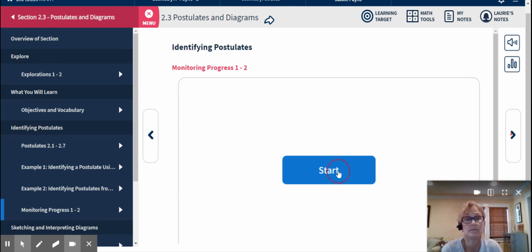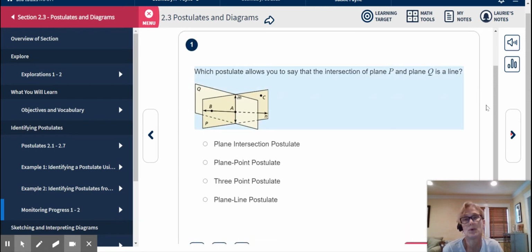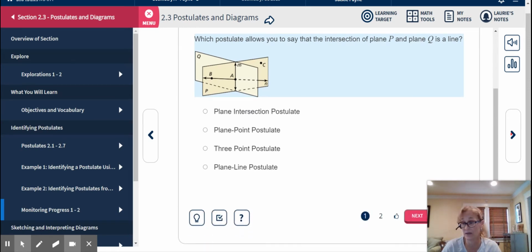Okay, now we're going to try to identify. Which postulate allows you to say that the intersection of plane P and plane Q is a line? Which one tells you that this is the case? Is it the plane intersection postulate, the plane point postulate, 3-point postulate, or plane line? If you need to, look right here. It's in your journal. So that's going to be the plane intersection postulate, right?